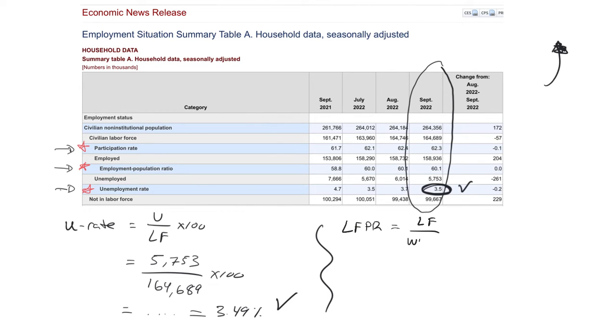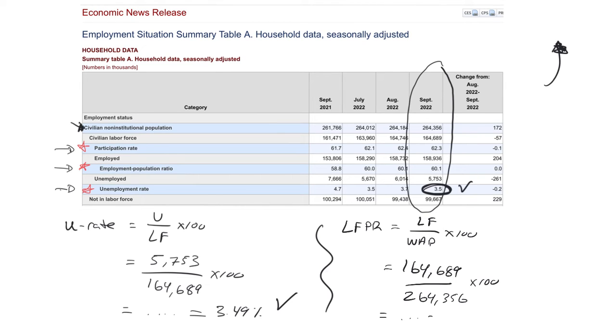My working age population here is going to be denoted as the civilian non-institutional population. We won't get into exactly what that means here, but just know that we're going to be looking at my labor force, which is 164,689, and divide that by that population, which is 264,356. Multiply it by 100 to get it into a percentage.